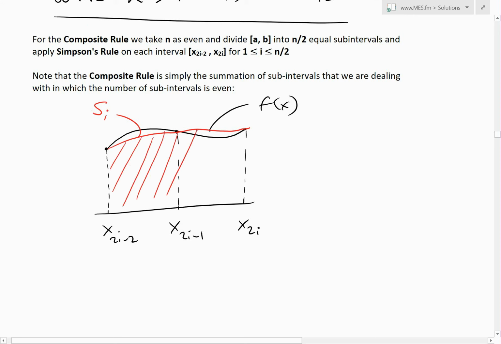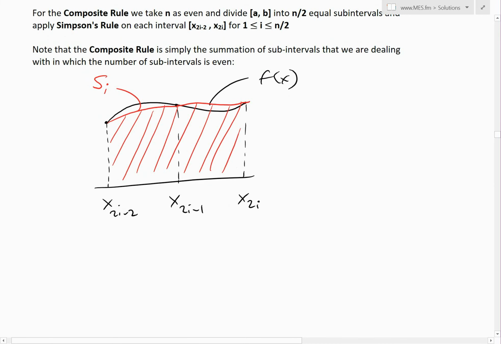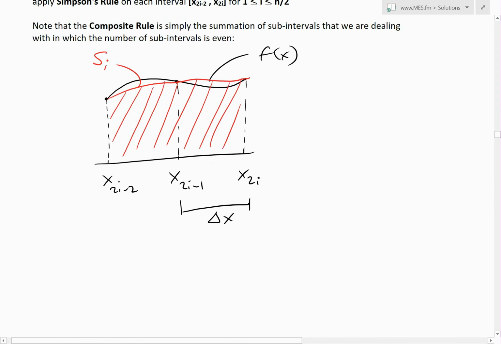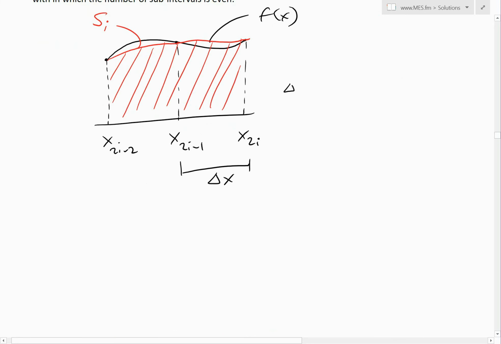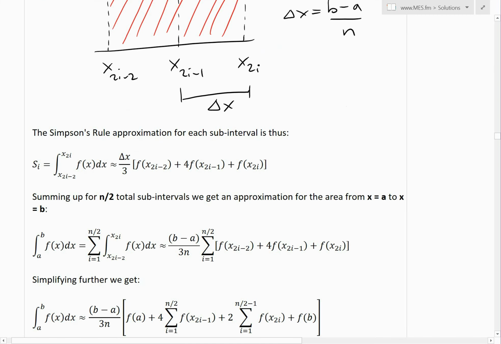So it's a pair of subintervals, so that's what we have. Again, recall that the delta x is simply one of these, and then the total is 2 delta x, where delta x is equal to b minus a divided by n total subintervals.